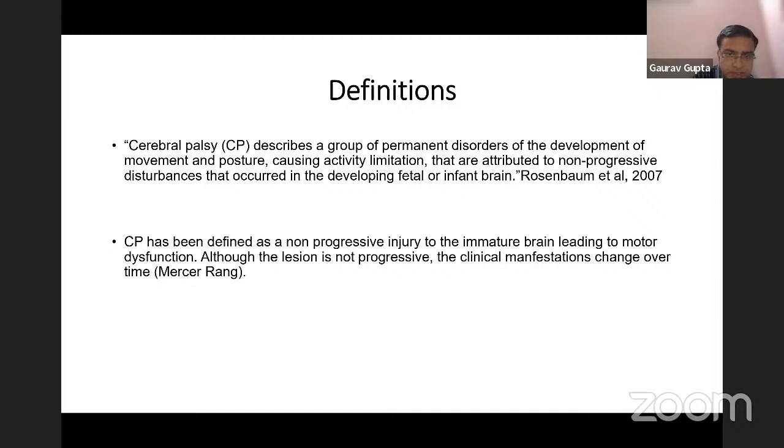Both the definitions tell us that it's a non-progressive injury to the brain, and the motor dysfunction changes with time as the child grows.